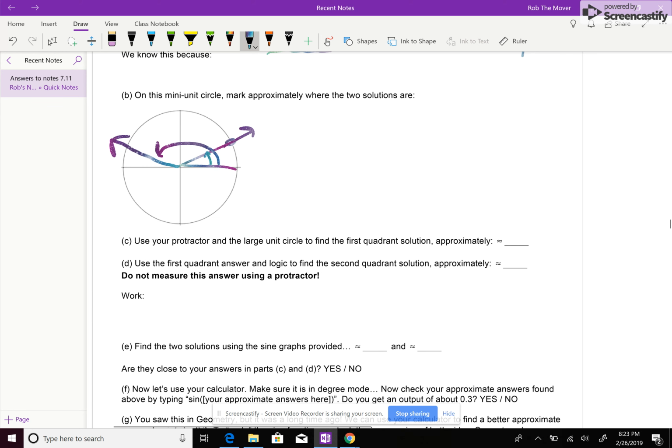We drew a quick sketch of our angles on our mini unit circle. We used our protractor and the large unit circle back from the first page to find the first quadrant solution. What was that? That was approximately 18 degrees, right? And we used the first quadrant answer and logic to find the second quadrant, which is 180 minus 18, right? So that was 162. I could have done the work here: 180 minus 18 equals 162.